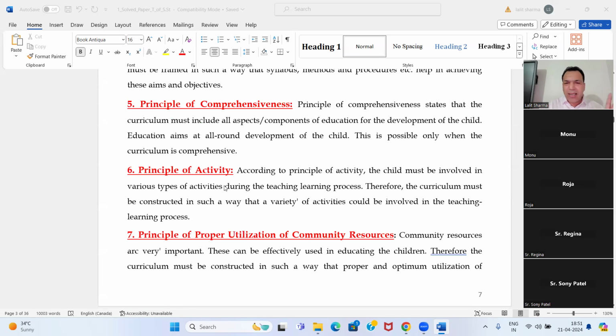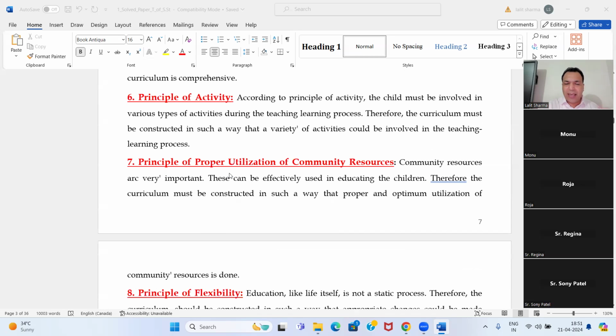Look, more or less, apart from one or two topics, you can add. Principle of activity, it is not that you can't add or delete. You can add or delete, but around 90%, 95% of the syllabus, topics, and headings are the same. If this question comes, the same questions come in other teaching subjects.